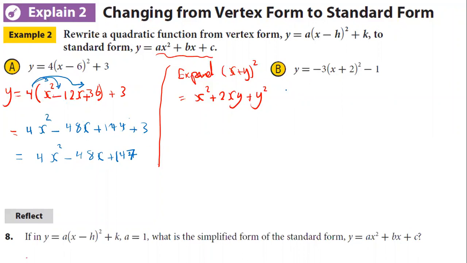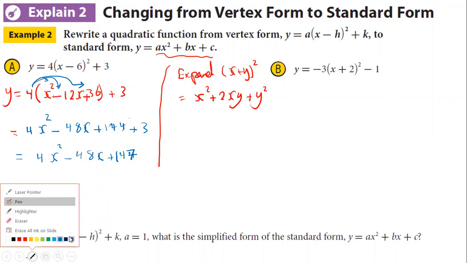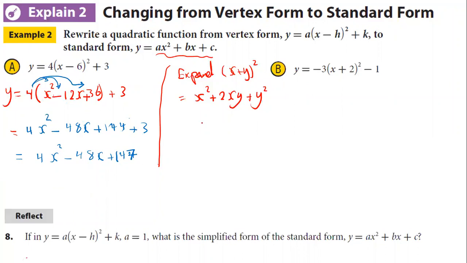Now letter P the same. Let's do letter P. Look at this one. Okay, y equals -3 and trinomial minus 1. Trinomial because we will expand the trinomial squared. First, x squared plus 4x plus 4. This 4x comes from first times second times 2.